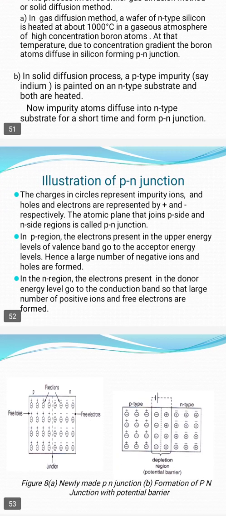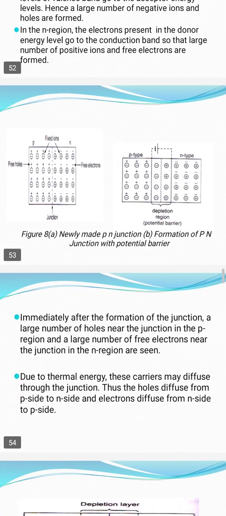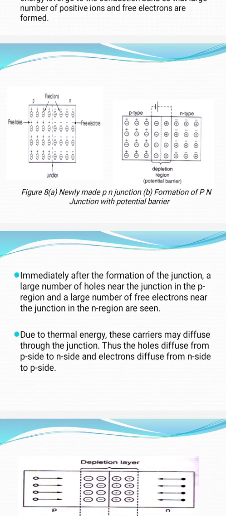Now see here. In figure 8a, on the left side we have P combined with N, and on the right side, in B, the formation of the PN junction with some potential barrier. Whenever we have positive charge and negative charge in a particular region, some potential will be established. So we can say this is the barrier width or simply the potential barrier. Next, after formation of this PN junction, what happens?